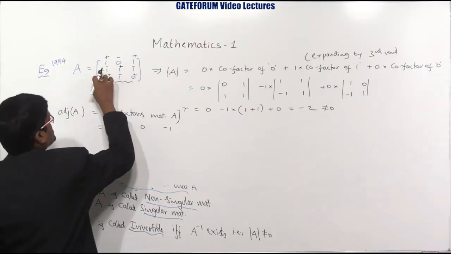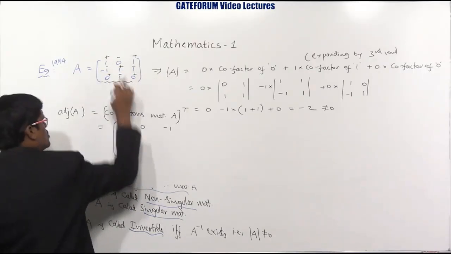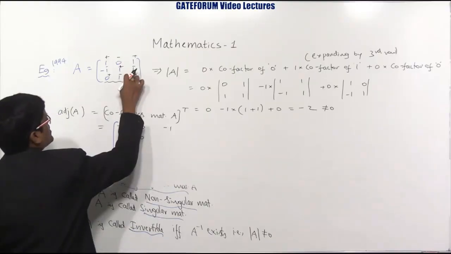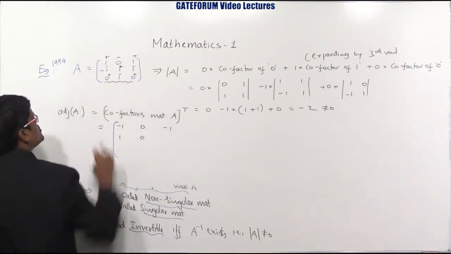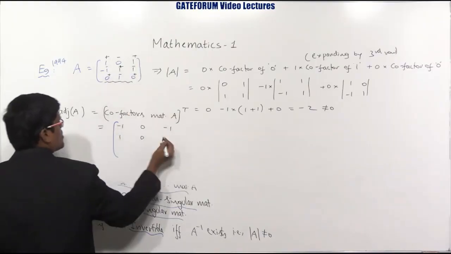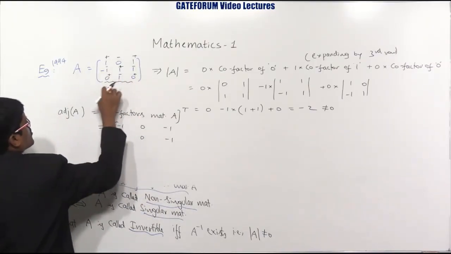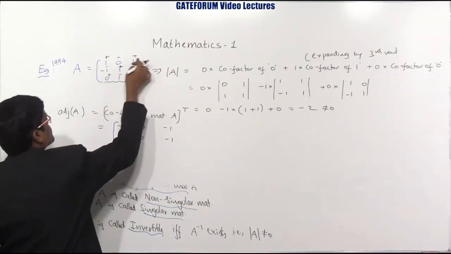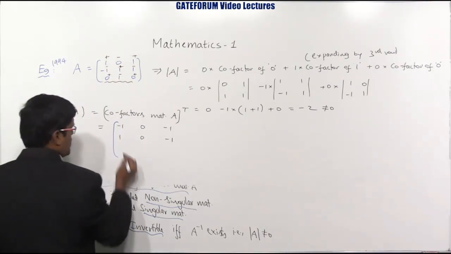The fifth element is 1. Deleting second row, second column: 1 into 0, minus 1 into 0, that is 0. 0 into black color plus, 0. The sixth element is 1. Deleting second row, third column: 1 into 1, minus 0 into 0, that is 1. 1 into black color minus, minus 1. The seventh element is 0. Deleting third row, first column: 0 into 1, minus 1 into 1, simplifies to minus 1. Minus 1 into plus, that is minus 1.